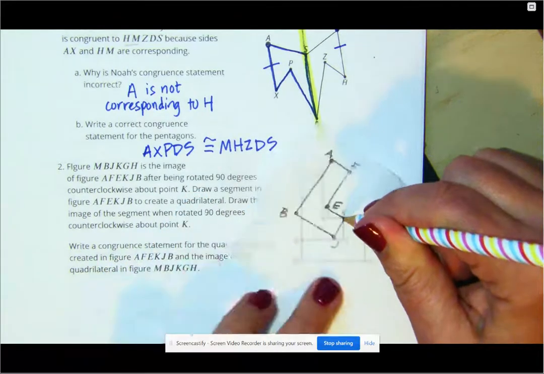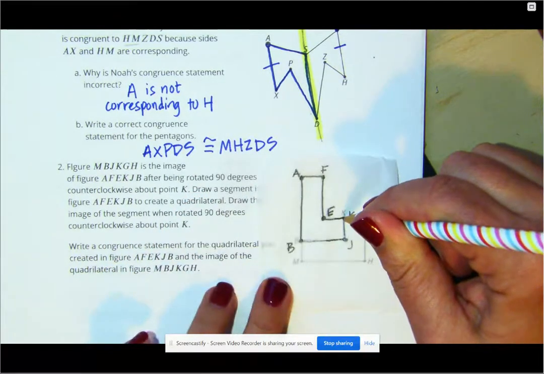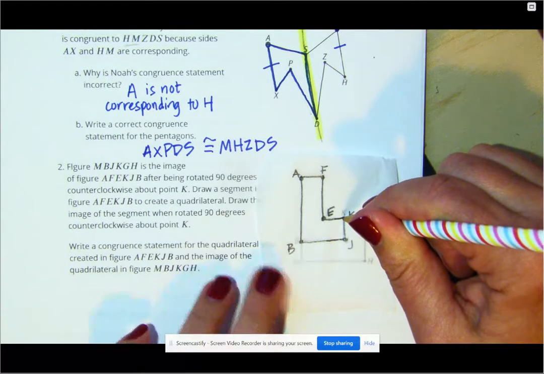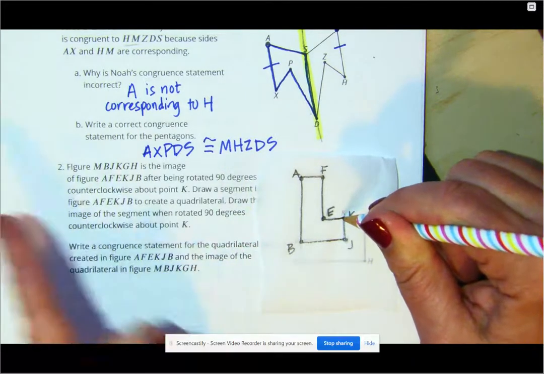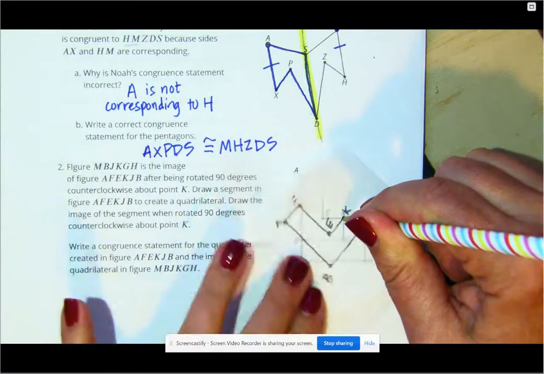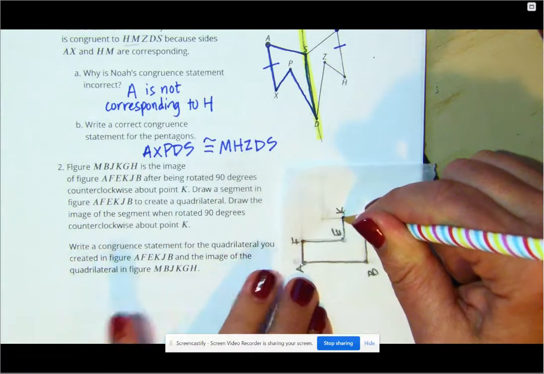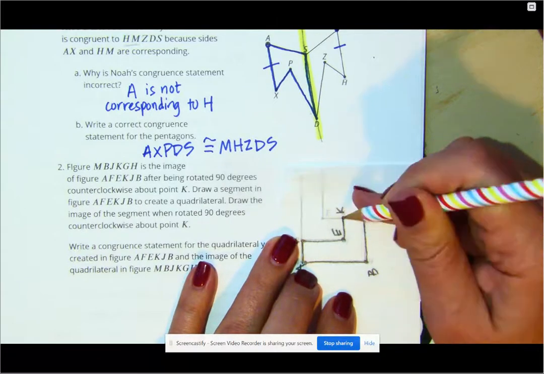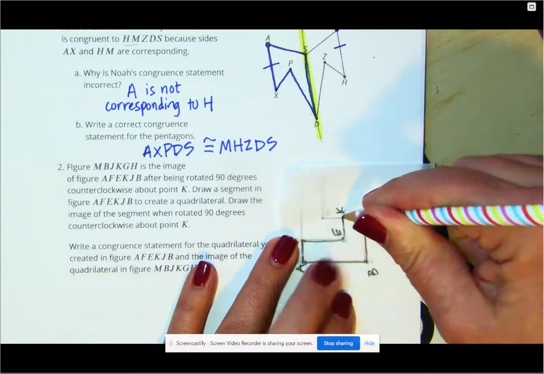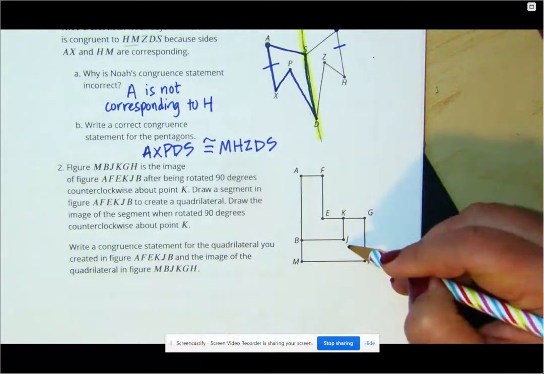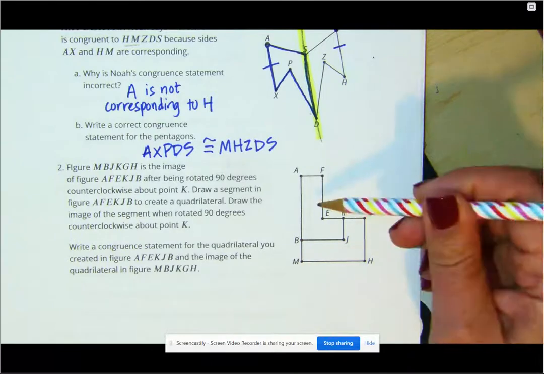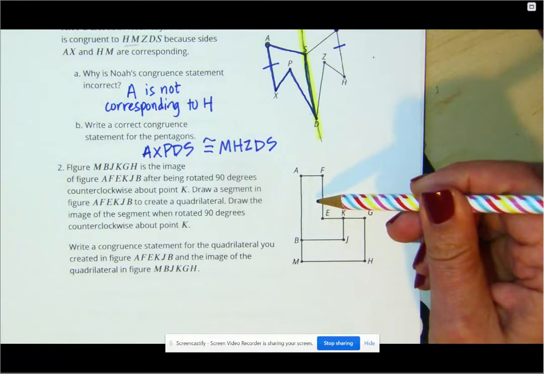So look at this. I'm going to rotate this. Oh, wait a sec. Counterclockwise. Okay, this way. Boom. So do you see how that original shape, after a rotation around this point, 90 degrees counterclockwise, became this shape down here? Okay, it says draw a segment in this one to make a quadrilateral.